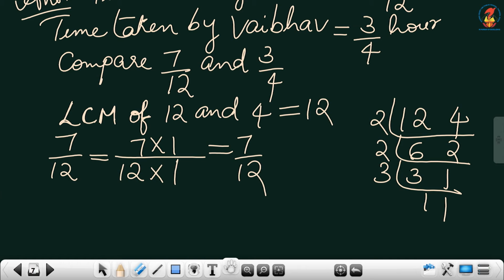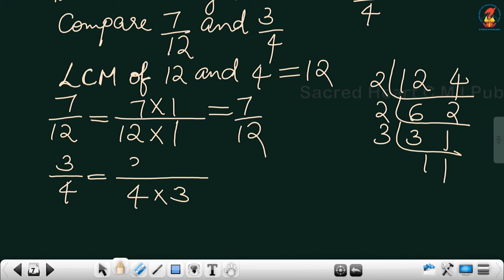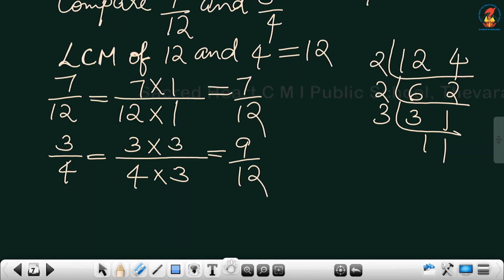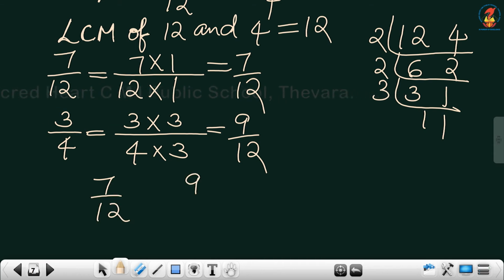Then you take the next fraction, 3 by 4. 4 into which number will give the answer 12? 4 into 3 will give 12. So multiply 3 to the numerator also. What will you get? 9 by 12. So we have to compare these two fractions, 7 by 12 and 9 by 12.